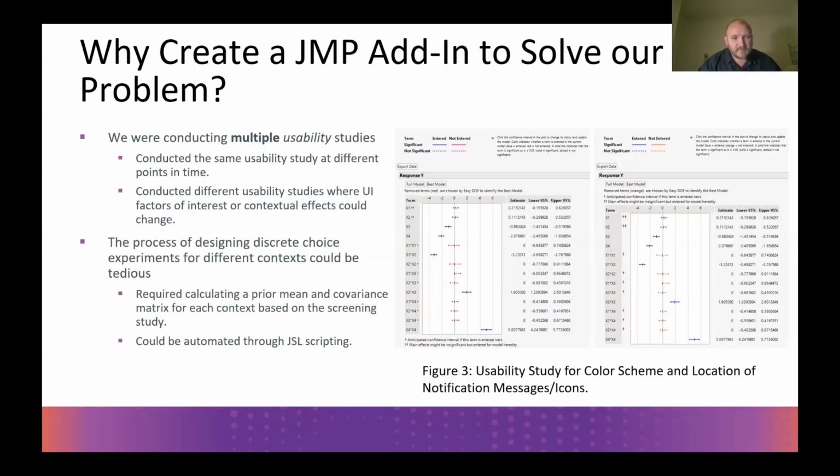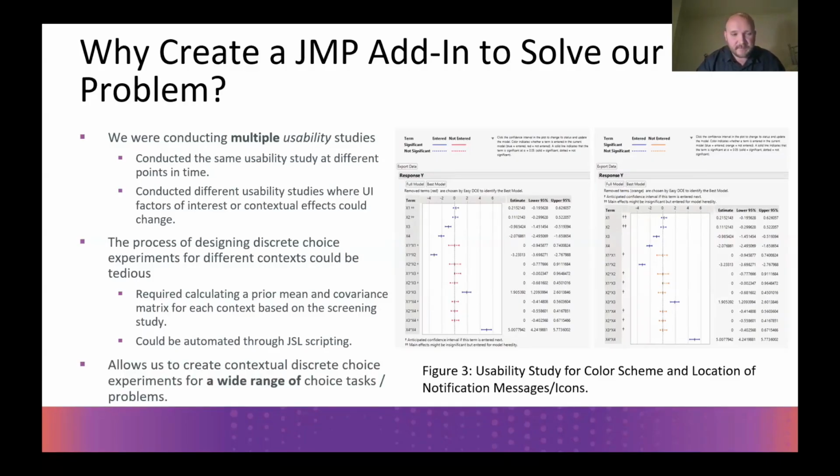Another reason for creating this add-in was that creating these contextual discrete choice experiments could be tedious, as it often required calculating those prior means and covariance matrices to create those Bayesian D-optimal designs for each group. And we found that this could be automated through JSL scripting.